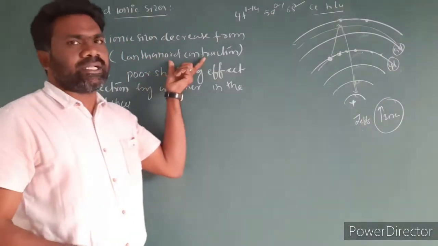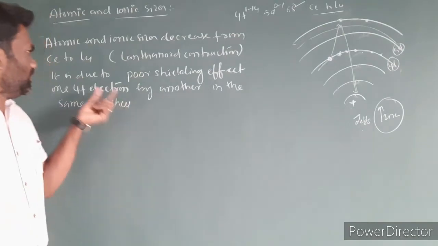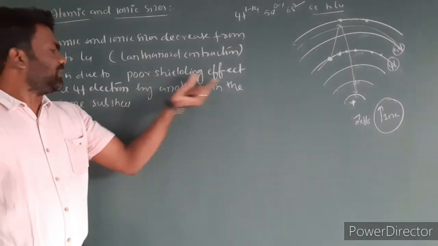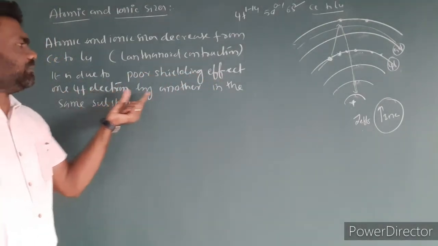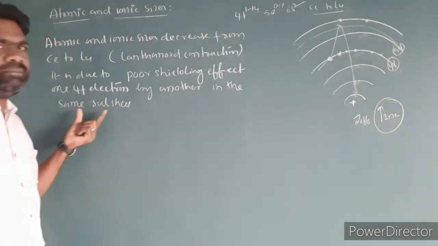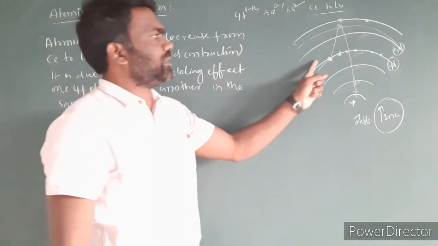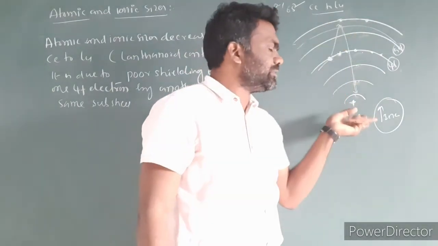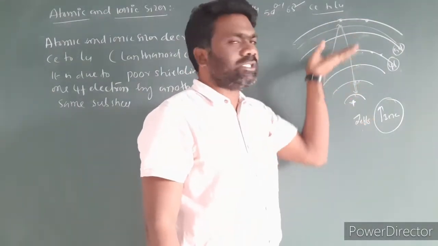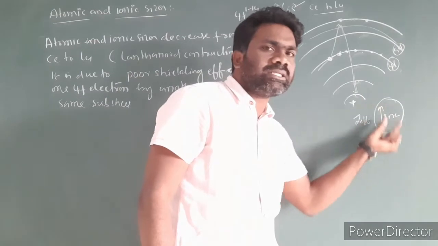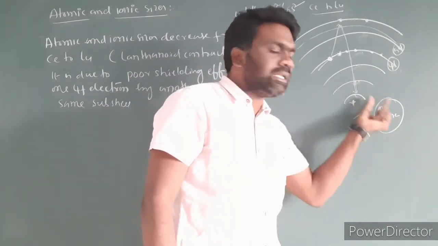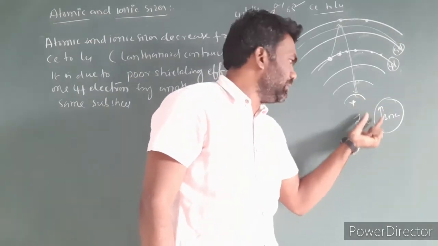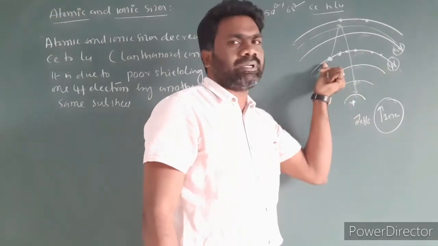This lanthanide contraction, the size decrease, is because of what? Due to the poor shielding effect of one 4f electron by another in the same subshell. So these 4f electrons are not repelling the outermost energy level electrons, but the nucleus is pulling, from the initial to the final element, because the nuclear charge keeps increasing. The nuclear charge is more, but these electrons are not repelling.